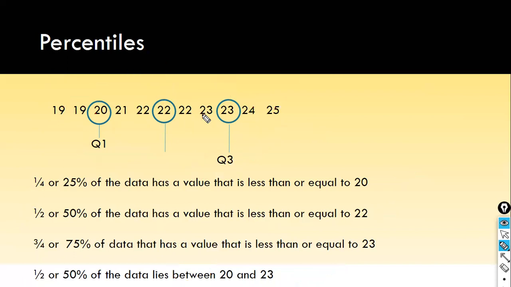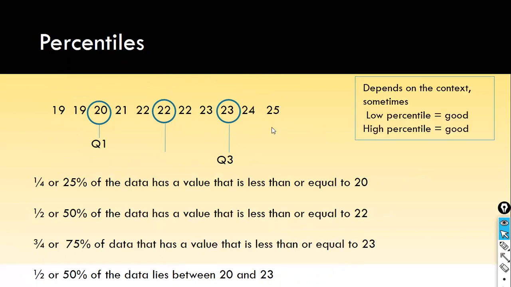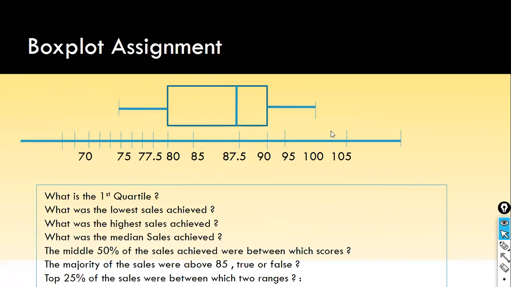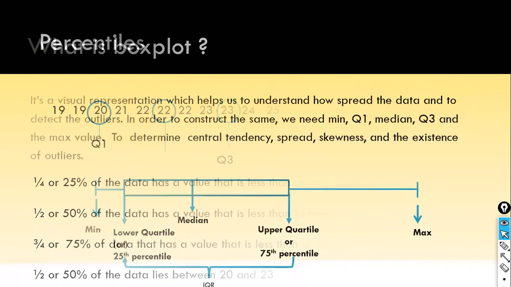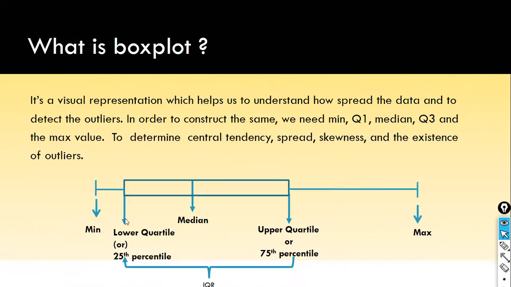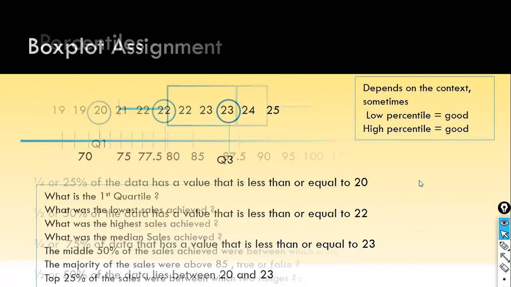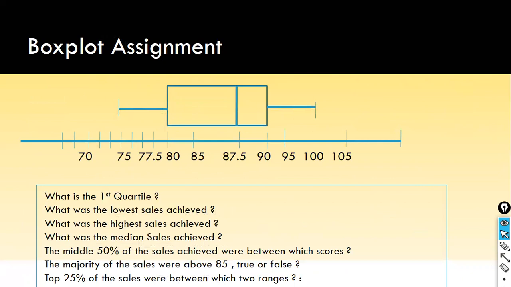Okay. Now I will give you one assignment. With that, you will be able to understand very clearly. This is a box plot. Here you remember that this is your first quartile Q1, this is Q3. This is your median, minimum, maximum. Let me see how many of you are able to understand quickly and give me the correct answer.